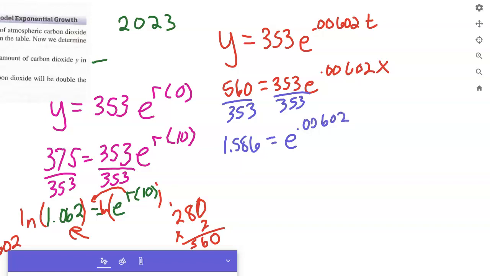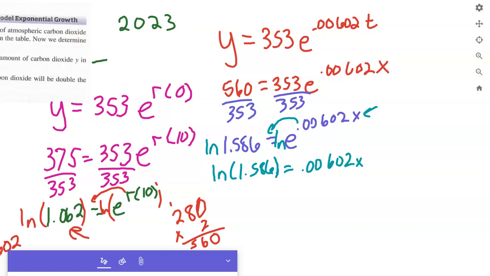0.00602x. And so what's next is you take the natural log of both sides, so that this x pops to the front. Again, anytime you have an x as an exponent, you can natural log both sides and pop that thing out front. And so then you have the natural log of 1.586 equals 0.00602x times ln e. Well, ln e crosses out, the same thing.